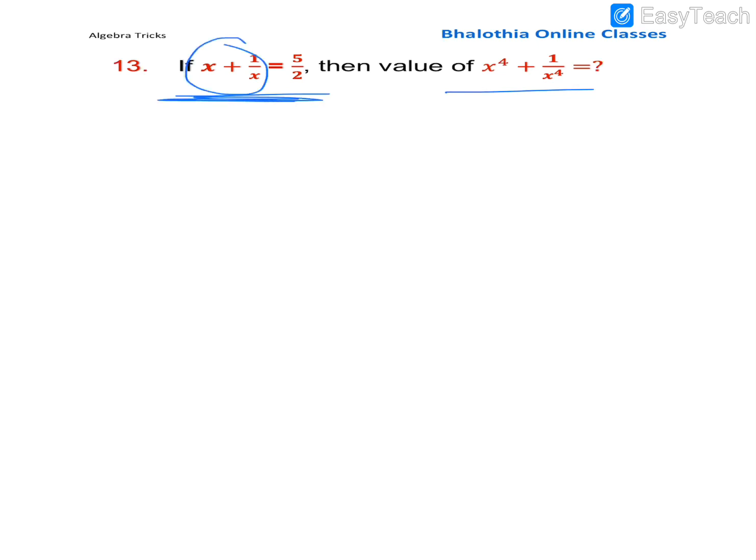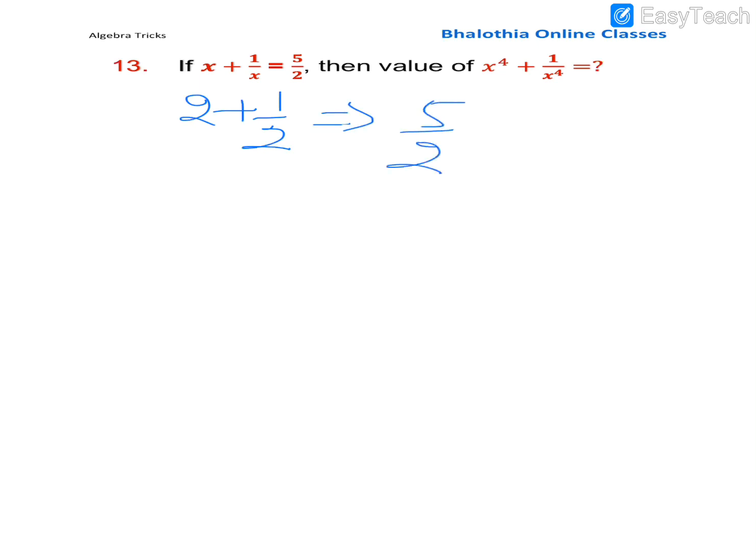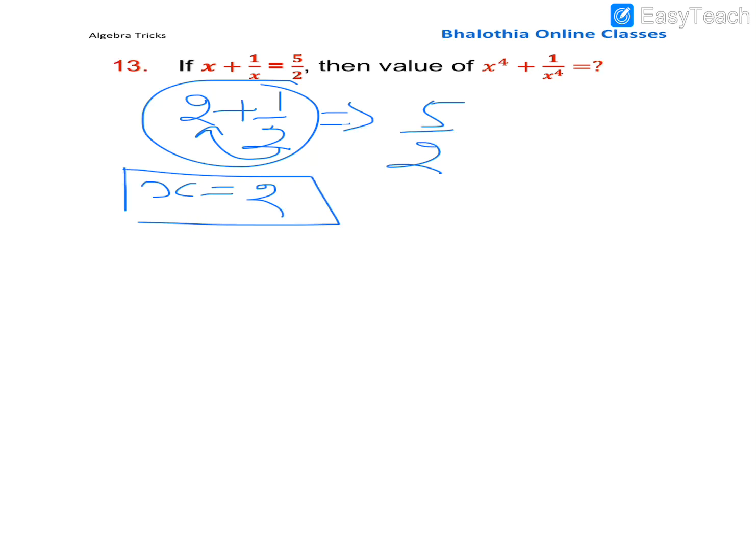Can we put 1? First try with integer numbers or whole numbers. Can we put 1 plus 1, which is 2? No, it won't work. Can we put 2? Think in that way. If a positive number is given, we will try with positive integers. Can we put 2 plus 1 upon 2? Yes, that is equal to 5 by 2. So it is satisfying, because 2 into 2 is 4, plus 1 is 5 by 2. So we can put x equal to 2. X equal to 2 should satisfy it.